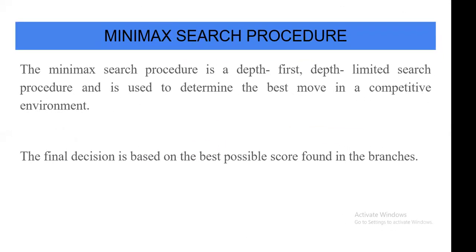The Minimax search procedure is a depth-first, depth-limited search procedure and is used to determine the best move in a competitive environment. The final decision is based on the best possible score found in the branches. In simple, it doesn't just look at the next move, it predicts the future. It assumes the opponent will play their best, then calculates the best of worst scenarios to find the path with the highest score.